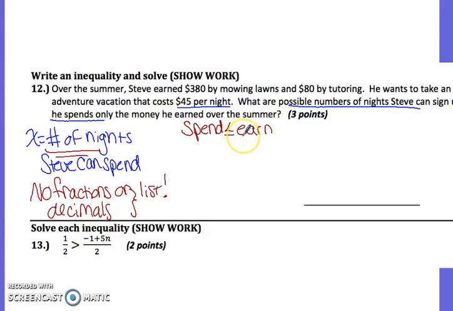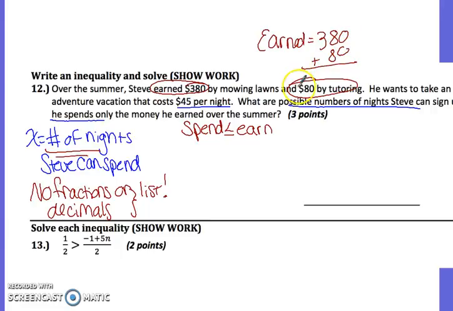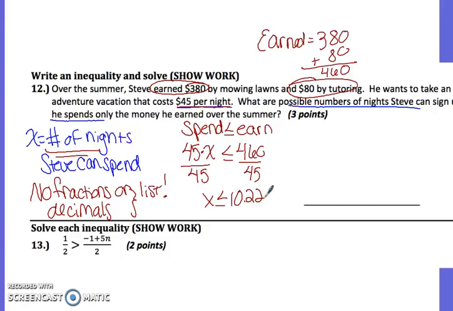So let's read through this again. Steve earned $380 by mowing lawns and $80 by tutoring. So the total amount that he earned was $380 plus $80. 380 plus 80 is 460. So I know that it's less than or equal to 460. He's spending $45 per night. So it'd be 45 times X, or the number of nights. Divide both by 45, and you get X is less than or equal to 10.22. It has to be less than 10... 9th.